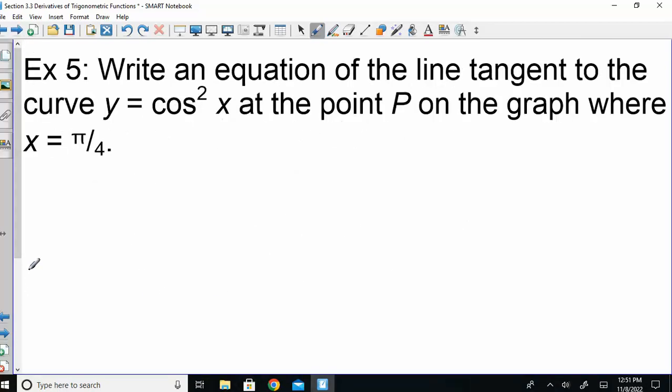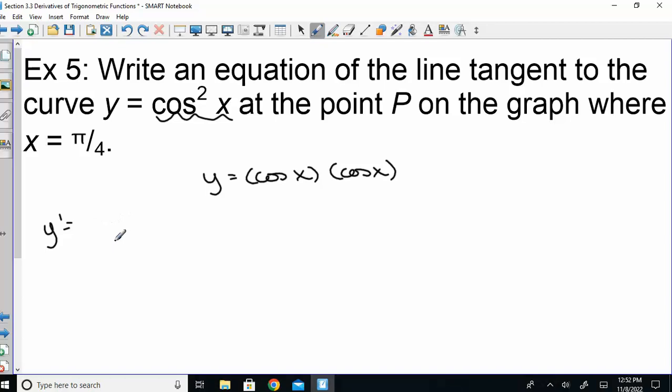All right, this one. I want the equation of the line tangent to the curve y equals cosine squared x at the point P on the graph where x is pi over 4. All right, equation of a tangent line. What do I need to write the equation of a line? Yep, we need a point and we need a slope. So to get my slope, we have to do the derivative. Can I do the derivative of cosine squared? Not when it's written like that. I can do the derivative of x squared. But if I want to do cosine squared, I have to write it as cosine times cosine.